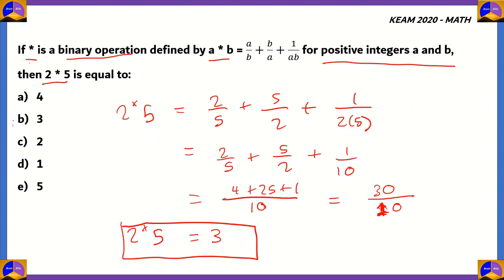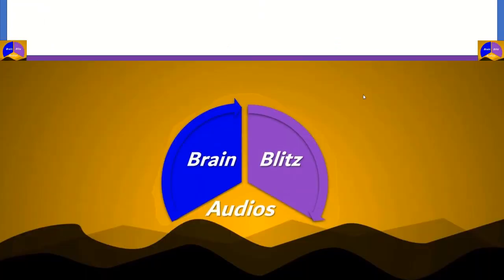So therefore option B, 3, happens to be the correct option for this question. All we have to do was to put in the values of A and B as 2 and 5 and do that binary operation. Then we had to take the LCM and then get the answer. So all of these are just basic arithmetic operations. So therefore option B is the correct option for this question, which was asked in 2020.